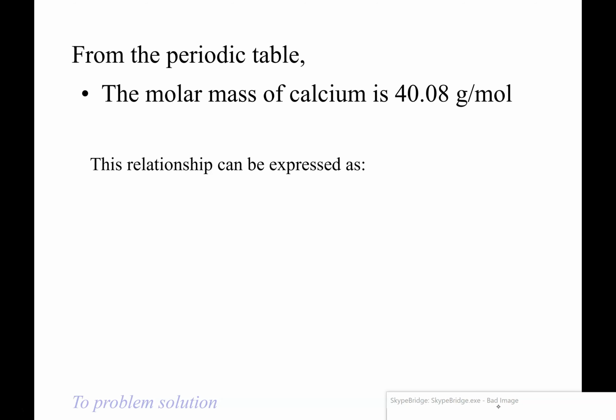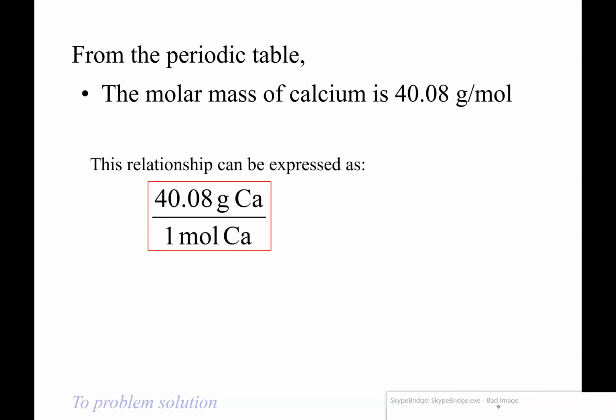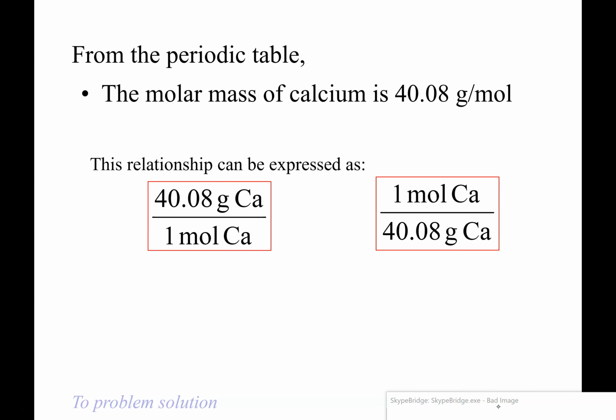I see it in some of my other science students, but you should never work a problem with a unit like 40.08 G/MOL. You should unpack it, or fluff it out. What that 40.08 grams per mole means is there's approximately 40.08 grams of calcium in exactly 1 mole of calcium. The inverse is also true. So there we have our 2 options for using molar mass to work this problem.